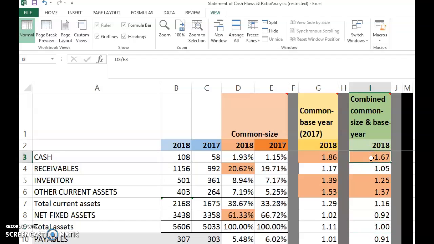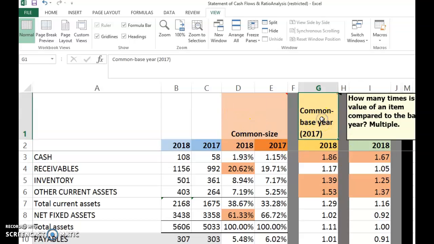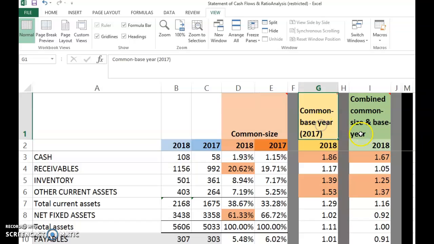Alright, welcome back. This is chapter 3 on financial analysis. We are in part 8. Alright, we are looking at the third method of standardizing the financial statement. Now, this third method is actually a combination of common size and common base year. So, first you do the common size, then you do the common base year.